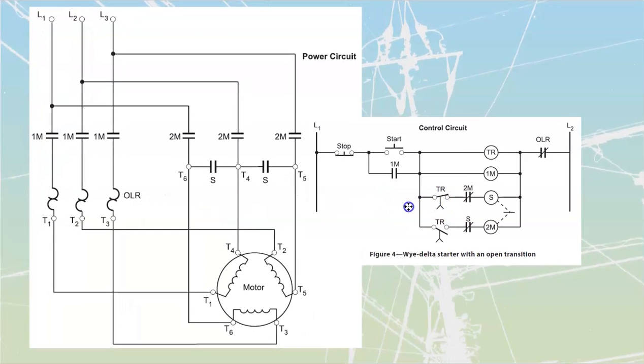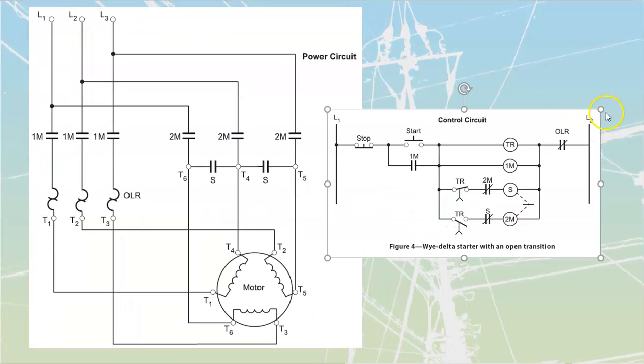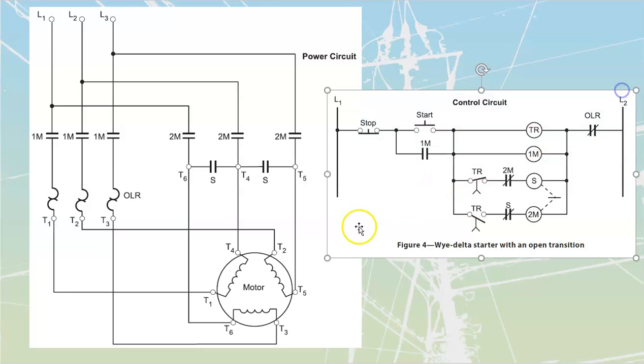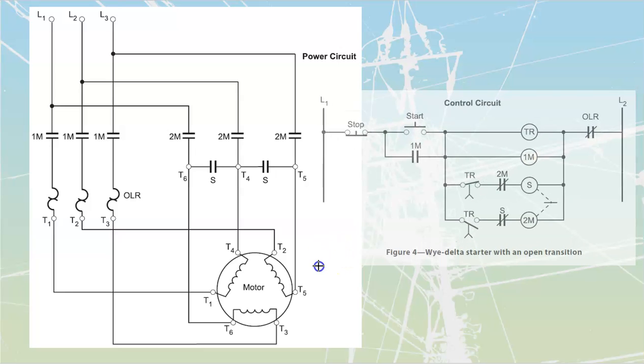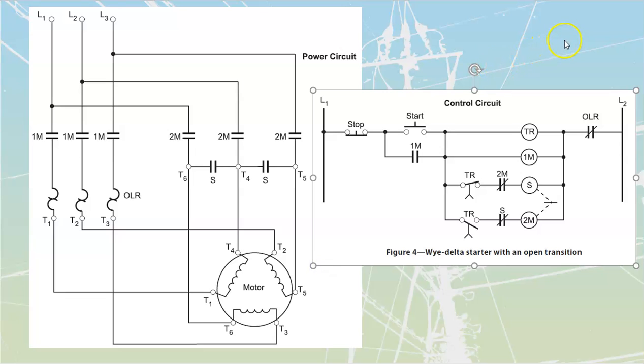And then we're going to have to hope that that's going to be sufficient for us to run this thing, or for the load to not stall it out until we can make that transition to our running phase. Let's start by taking a look at our control circuit over here and examining a couple of important things.